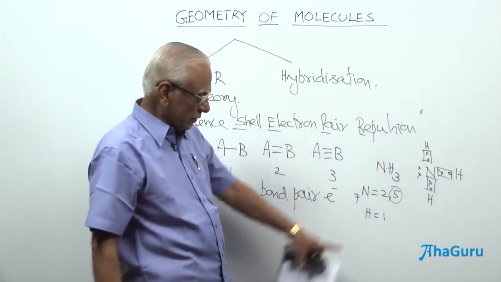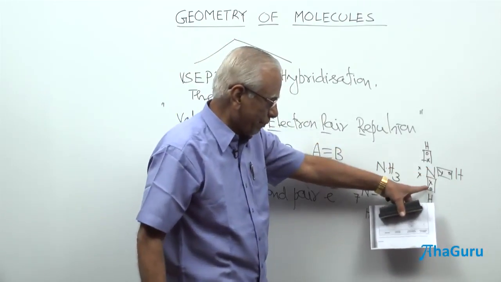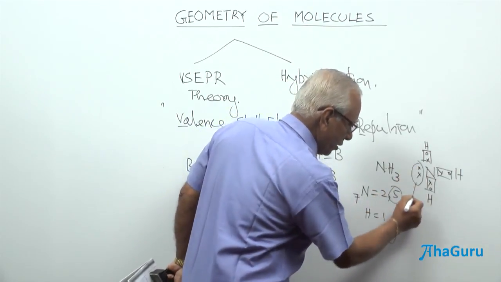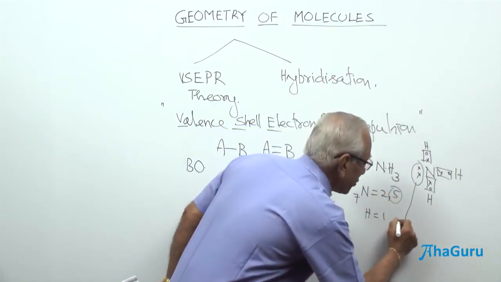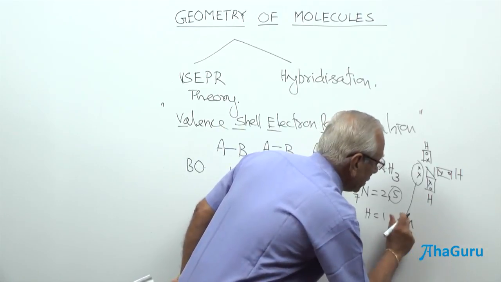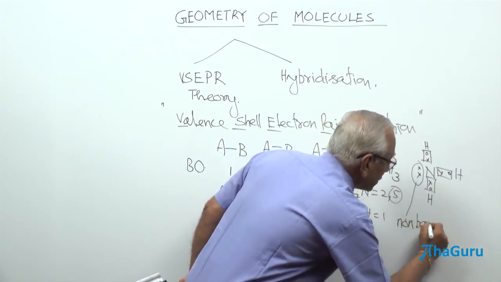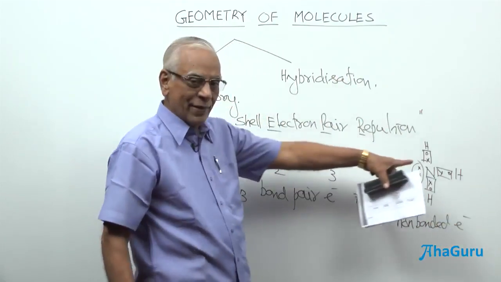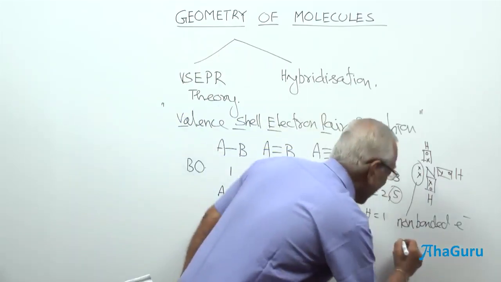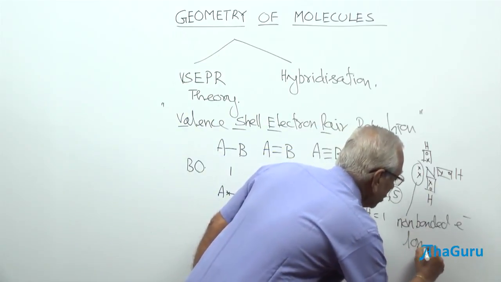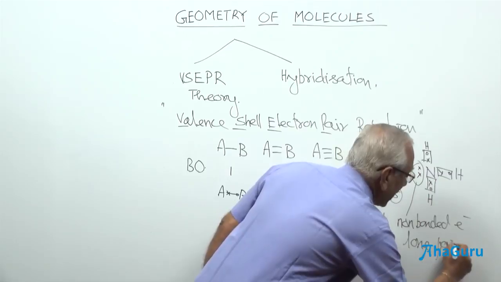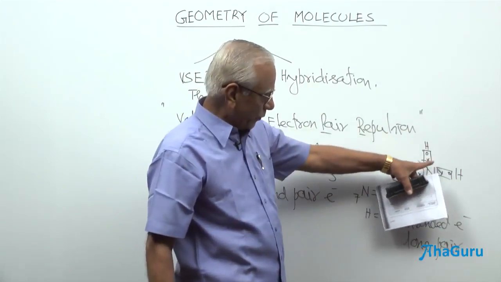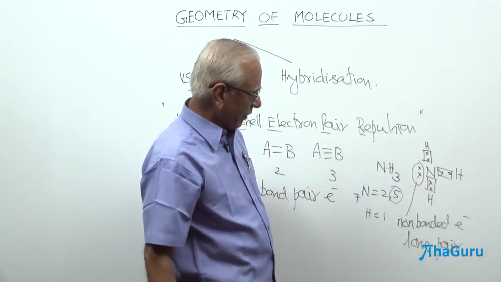Therefore, these are called bonded pairs, whereas this is called electrons not involved in the bond formation. They are known as non-bonded electrons. This is also a pair, and this pair is called a lone pair. So, an atom may contain only bond pairs in some cases.